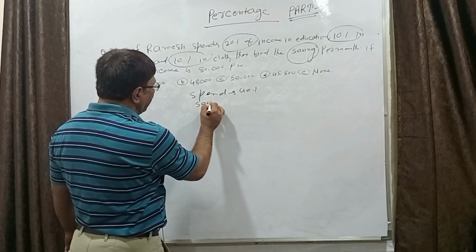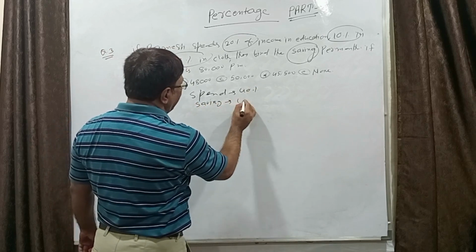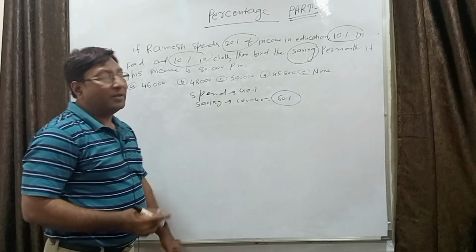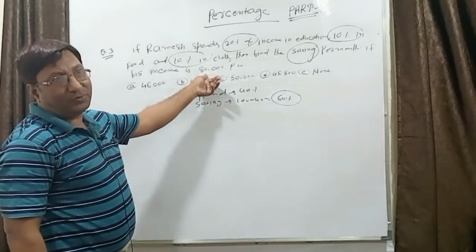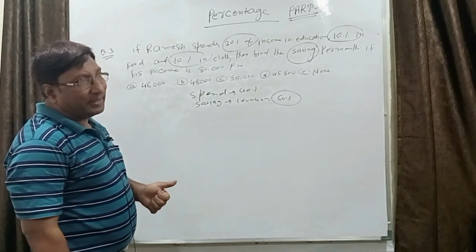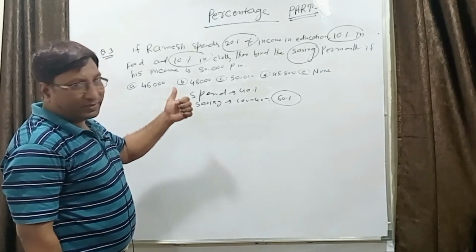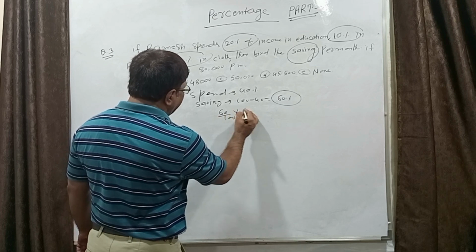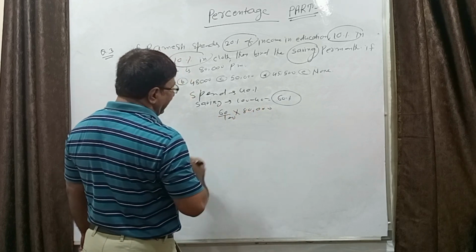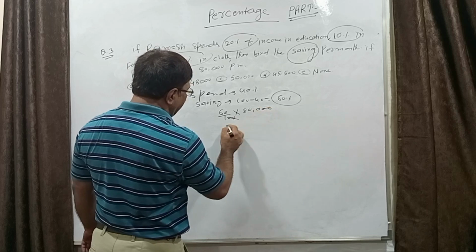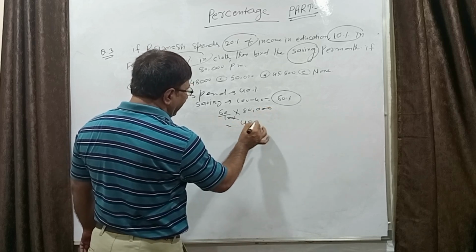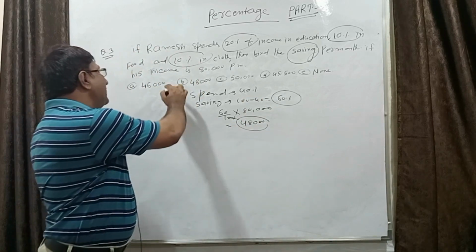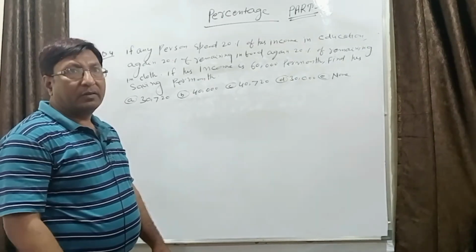So what is his saving? Saving will be 100 minus 40, that is 60% saved. So his salary is 80,000. So we can find 60% of the salary very easily. 60% means 60 by 100 into the given salary, 80,000. This 20 cancels, we will get 8 6s are 48. So 48,000 is our right answer. So B is our correct answer.